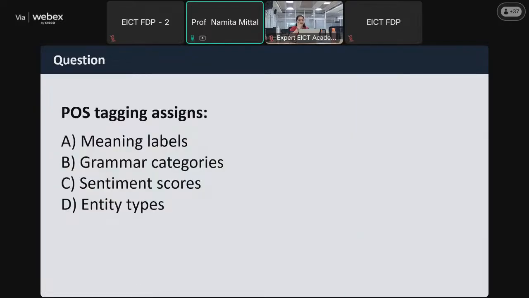Now, time for the question. So, part of speech tagging assigns meaningful labels, grammar categories, sentiment scores, or entity type. So far, we have seen part of speech tagging. What do we mean by that? Meaning labels, nothing to do with the meaning. Grammar, nothing to do with the grammar. Sentiment, no. And it's a type of entity.